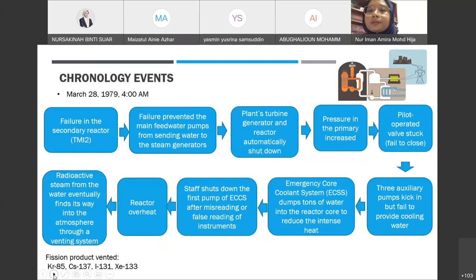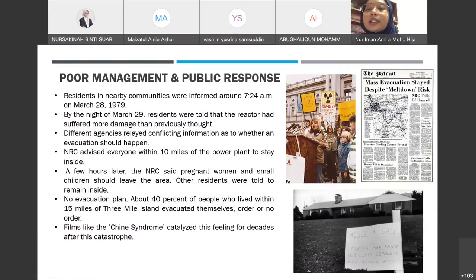Next. It actually took until nearly 7 a.m. for reactor staff to notify local and state authorities about the situation. At 7:24 a.m., an emergency was declared, but though officials had begun responding to what they considered to be an emergency, the outward-facing message downplayed the danger.